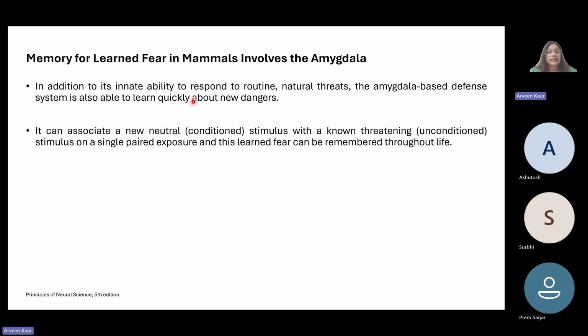In addition to its innate ability to respond to routine, natural threats, the amygdala-based defense system is also able to learn quickly about new dangers, right? It can associate a new neutral or conditioned stimulus with a known threatening or unconditioned stimulus on a single paired exposure. And this learned fear can be remembered throughout life, right? So, an example of this could be, for instance, if you ever saw a snake, or a crocodile, for instance, right?